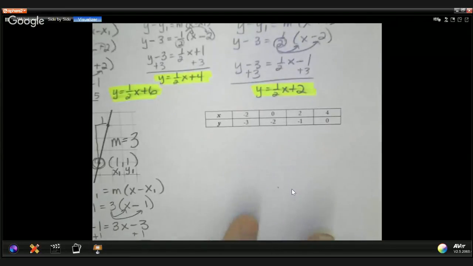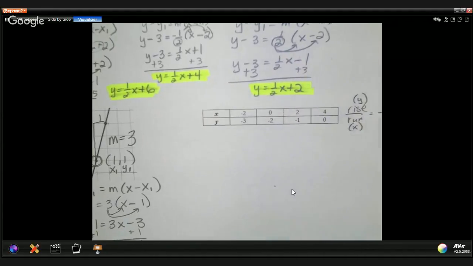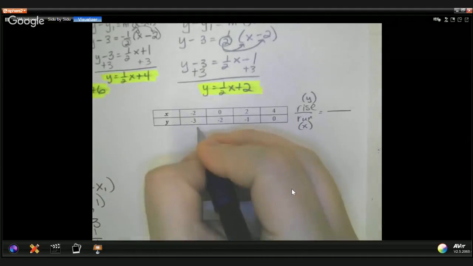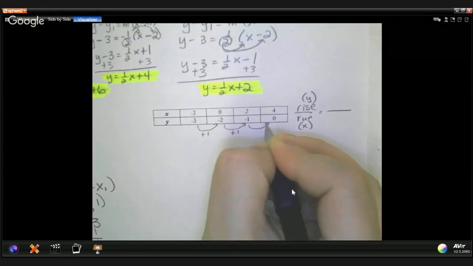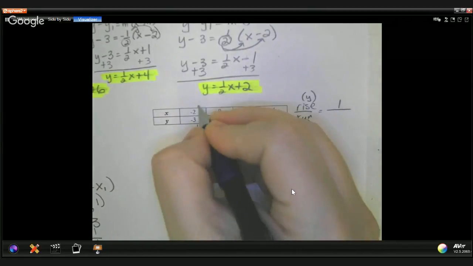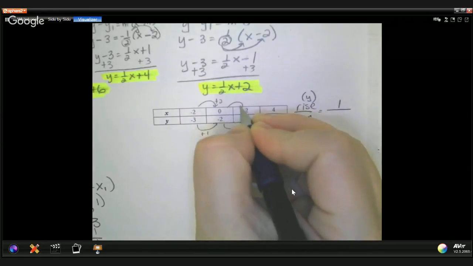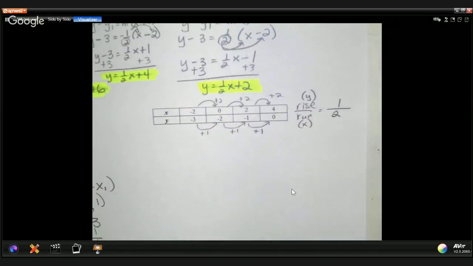If I have a table, really, you could pick 2 points or you can find your pattern. Remember, slope is rise over run, which is really what happens to your y's over what happens to your x's. So let's see what happens to our y's. Our y's, that's a +1, a +1, and a +1. So the change for our y's is +1. And then it's over the change for your x's. This one's a +2, a +2, and a +2. So I just found my slope is 1/2.